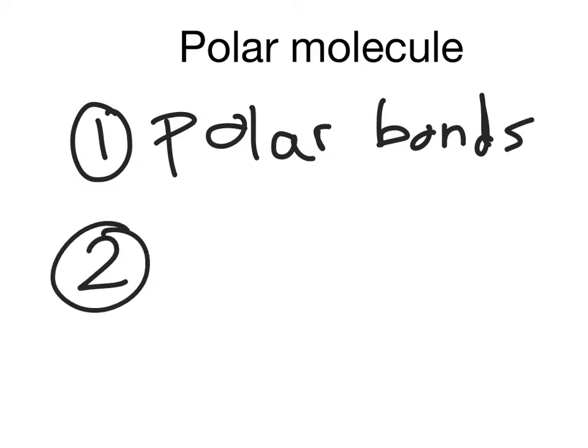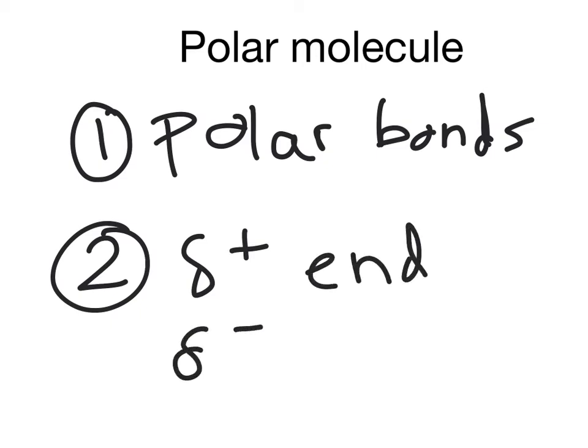The second thing I need is a partially positive end and a partially negative end. It doesn't matter if the partially positive end is on the top and the partially negative is on the bottom, but as long as I can touch both the positive part and the negative part, I will have a polar molecule. So let's check out a couple examples.